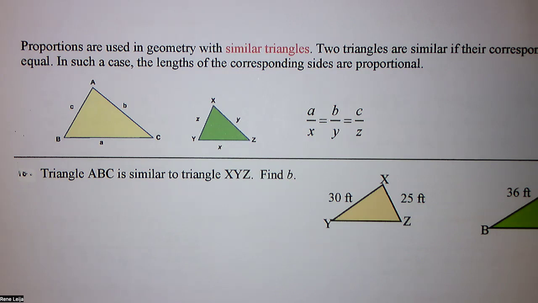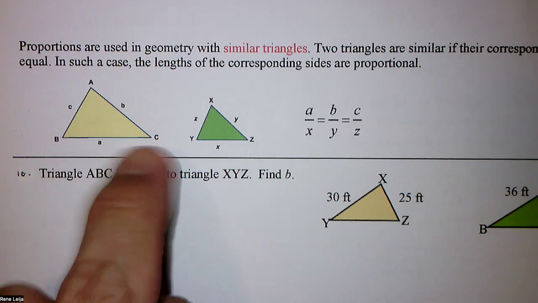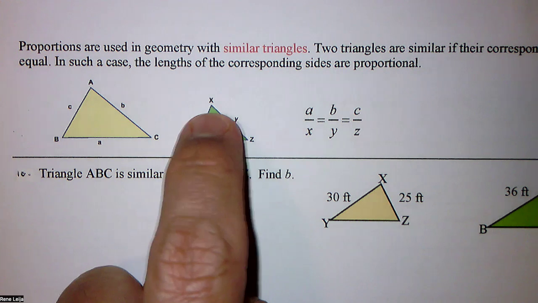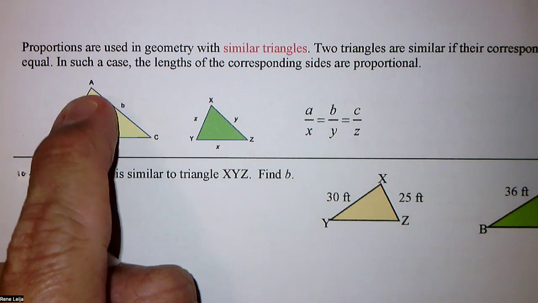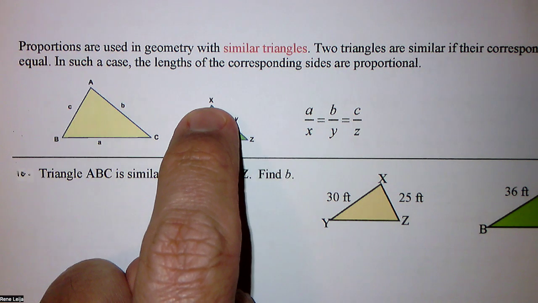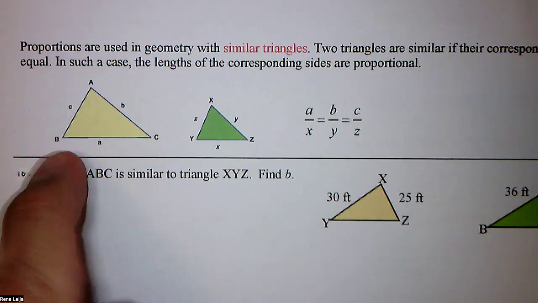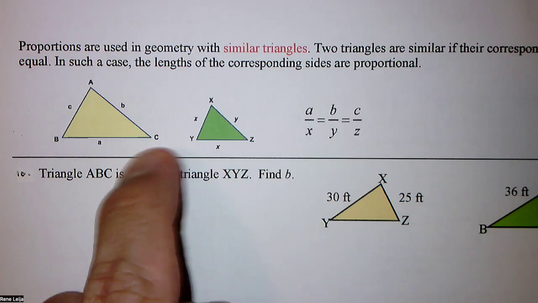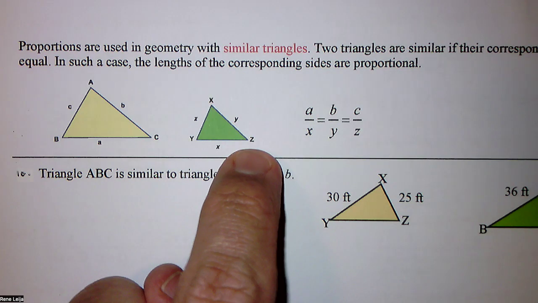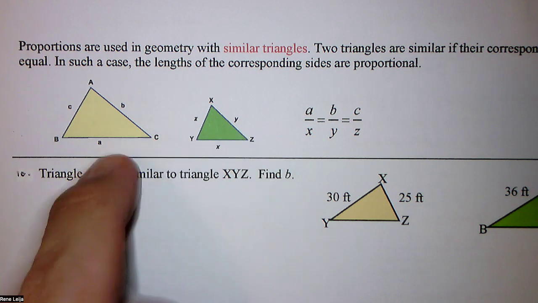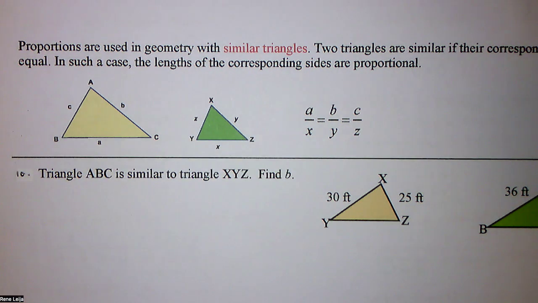Okay. And so they label the angles. So we have angle A, B, and C, and we're comparing that to angle X, Y, Z. Angle A compares to angle X. Well, actually, they would be the same. Angle B is the same as angle Y. Angle C is the same as angle Z. But notice the lengths of the sides are different. And as long as you are comparing the same sides, you're going to be fine.